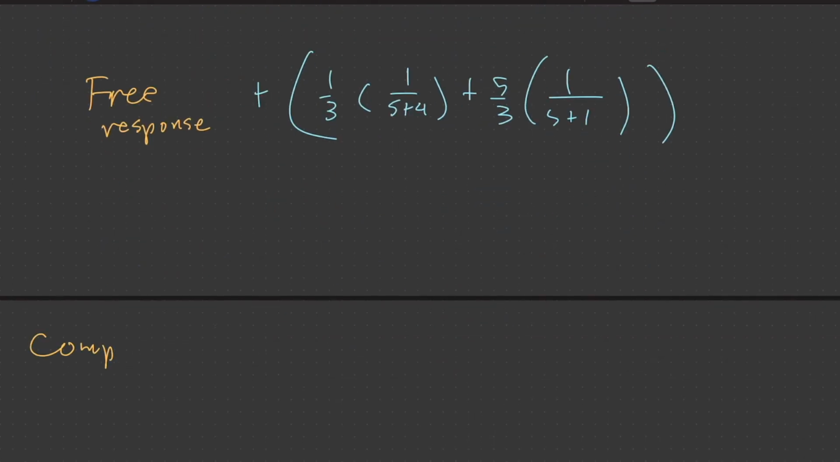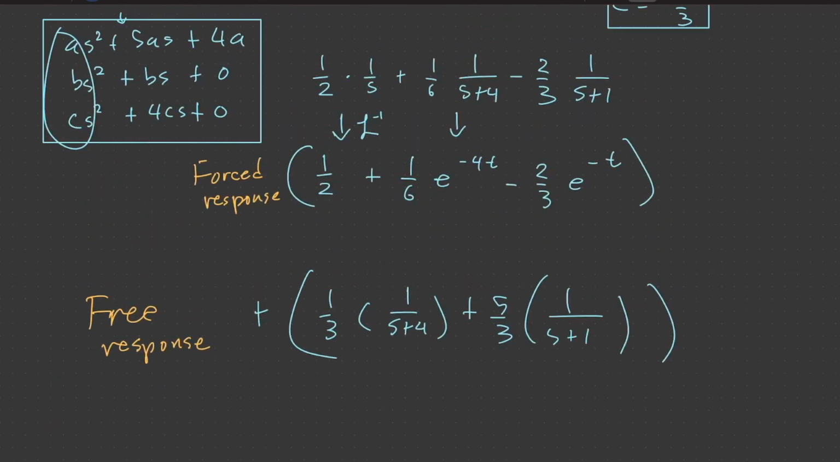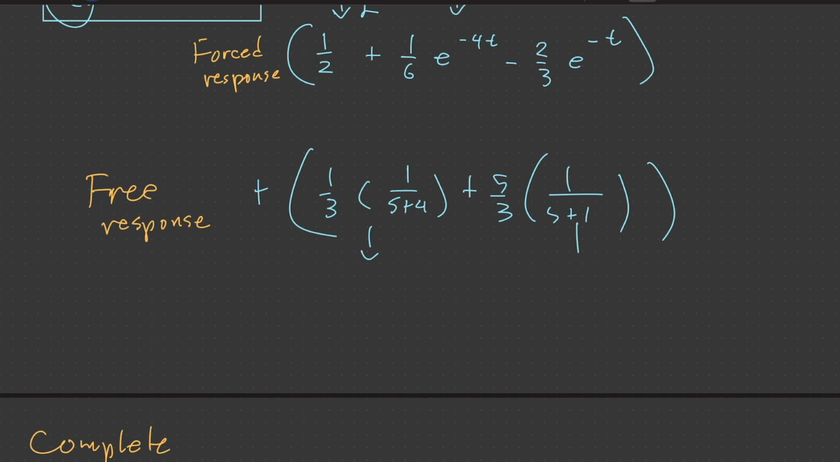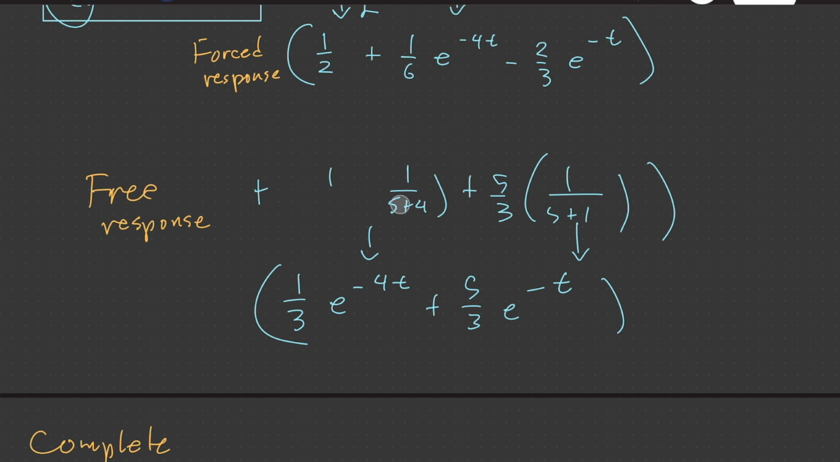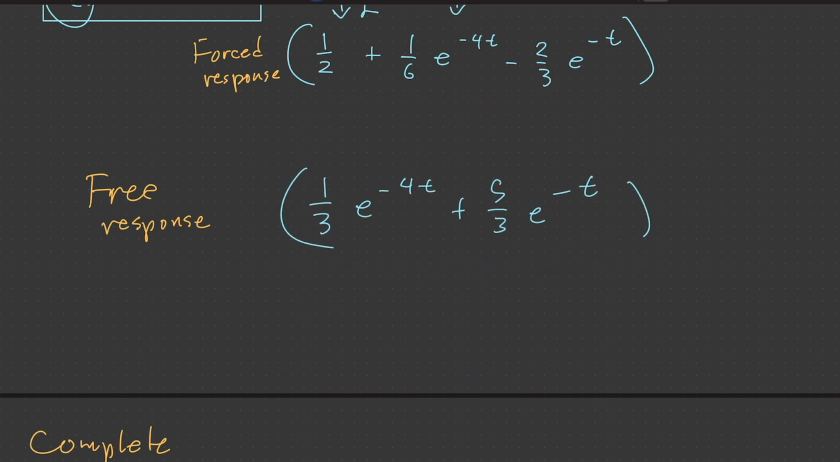So complete. We're going to combine all the like terms. Oh, sorry. Forgot to do inverse Laplace, my bad. So this would be 1/3 e to the negative 4t plus 5/3 e to the negative t. Silly me, almost forgot to do one of the most important steps.